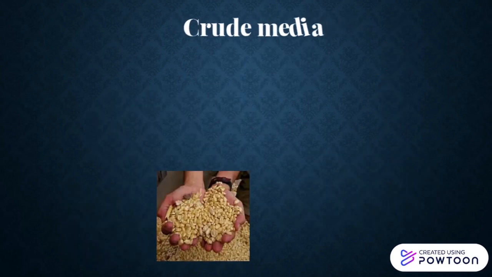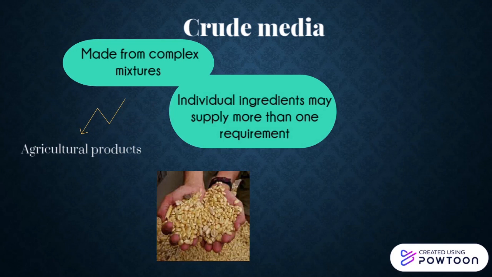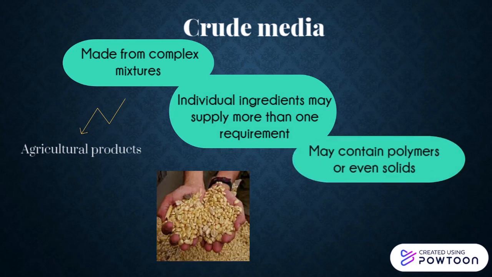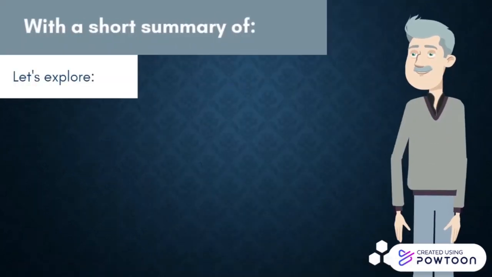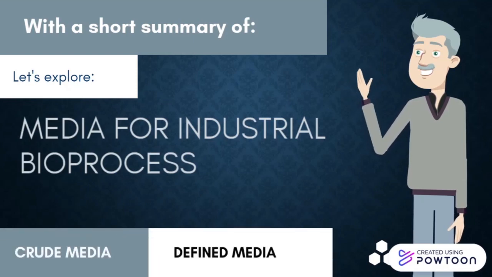Crude media is made from complex mixtures, which come from agricultural products. Individual ingredients may supply more than one requirement, and may contain polymers or even solids. Media for industrial bioprocess: crude and defined media.